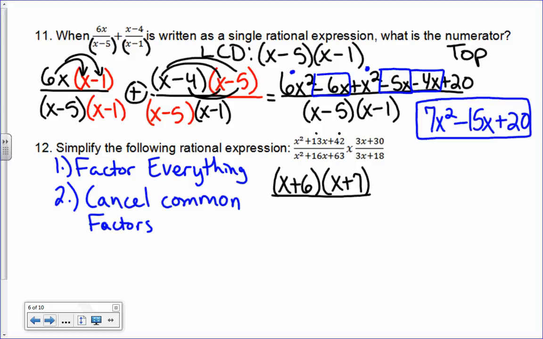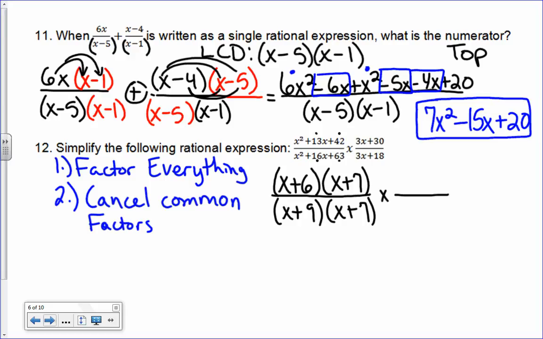Go to the bottom. Again, a's 1. So I'm looking for factors of 63 that will make 16. 9 times 7 is 63. And if I add 9 and 7, I get 16. So I got x plus 9 and x plus 7. I can already see something that's going to cancel. Now, I got multiplication.